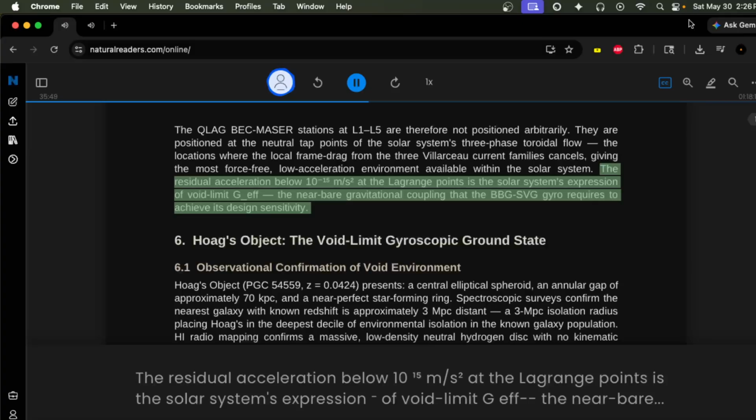The residual acceleration below 10^-5 meters per square second at the Lagrange points is the Solar System's expression of void limit GF, the near-bare gravitational coupling that the BBGSVG requires to achieve its design sensitivity.